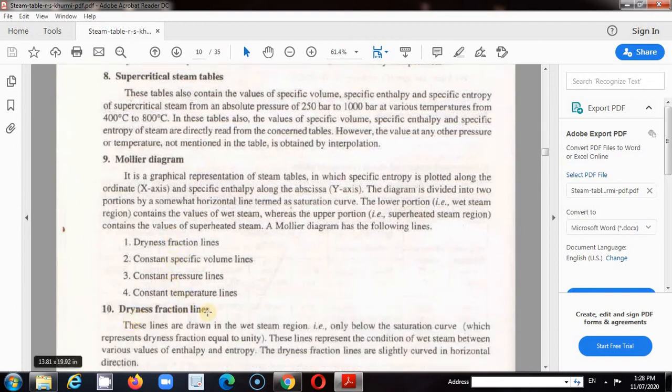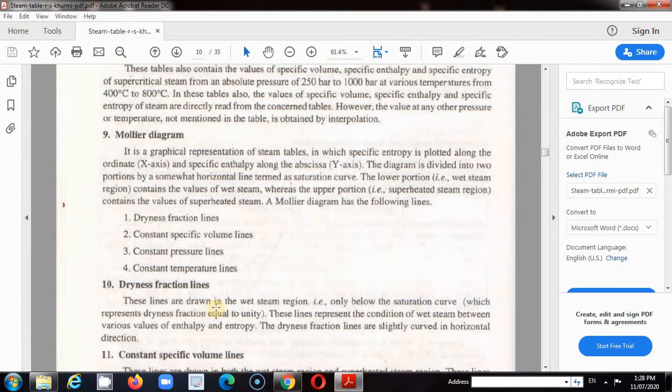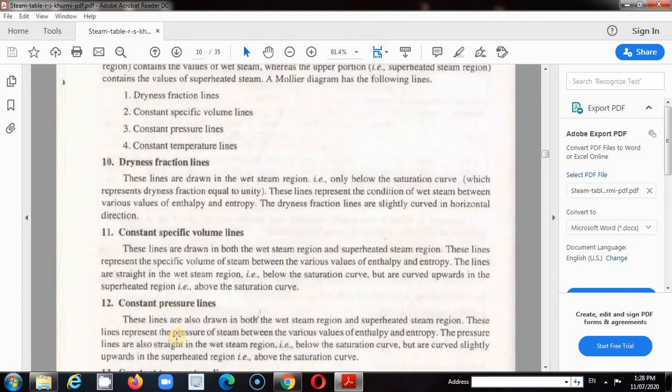So students, the dryness fraction lines are drawn in the wet region only, below the saturated curve, which represents the dryness fraction equal to unity for the saturated line, meaning x is equal to 1. These lines represent the condition of wet steam between various values of enthalpy and entropy. The dryness fraction lines are slightly curved in the horizontal direction.